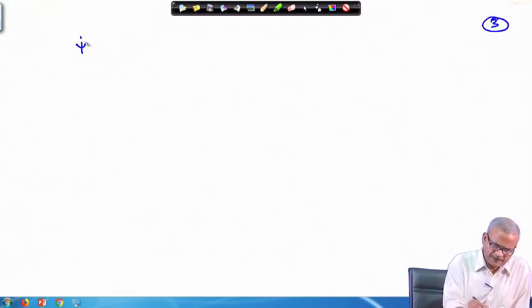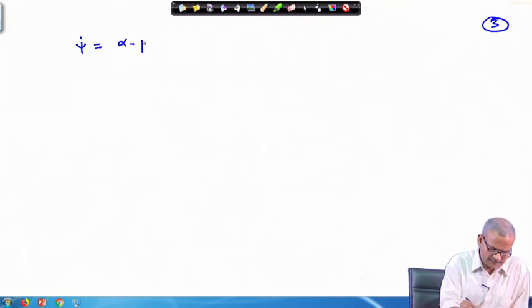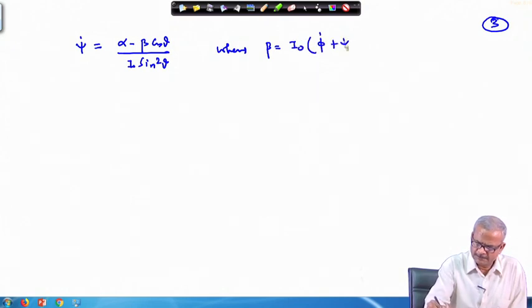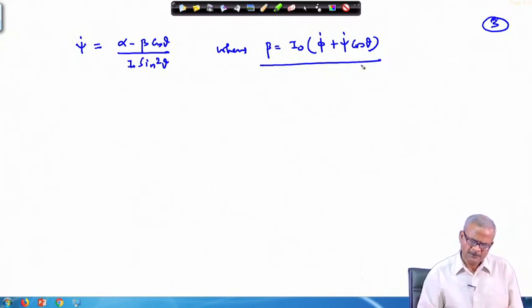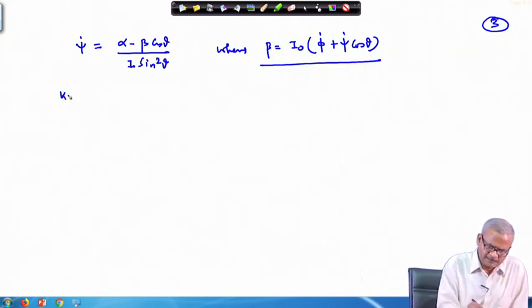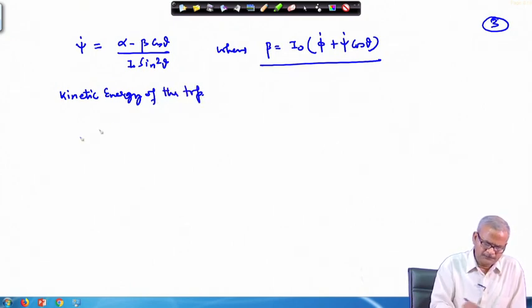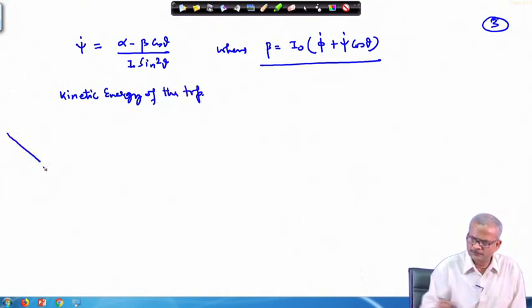Okay. So, we have got psi dot equal to alpha minus beta cos theta divided by I times sin square theta, where beta equal to I 0 times phi dot plus psi dot cos theta. Now, the kinetic energy of the top, okay, we are looking into the motion of the top.